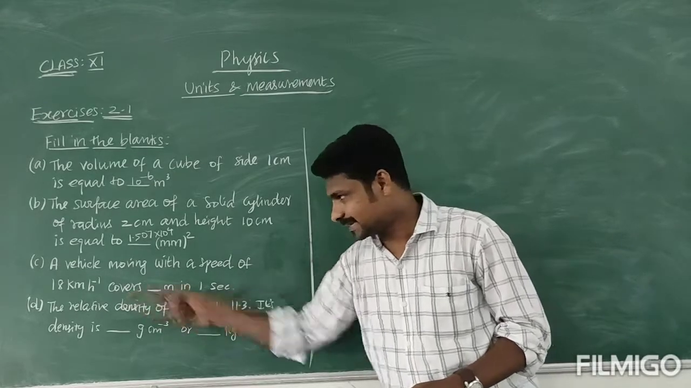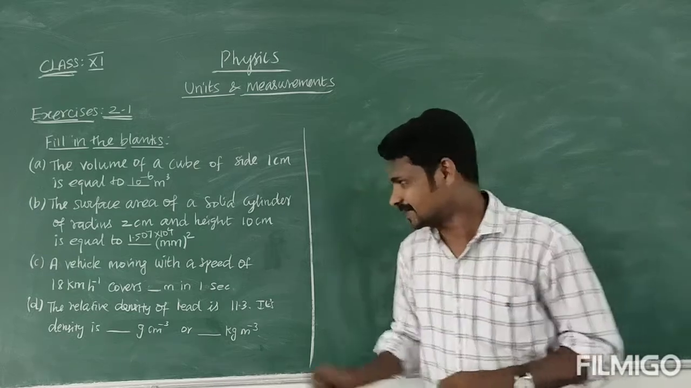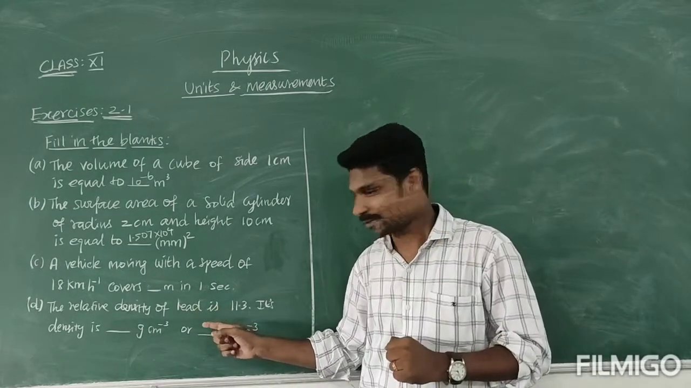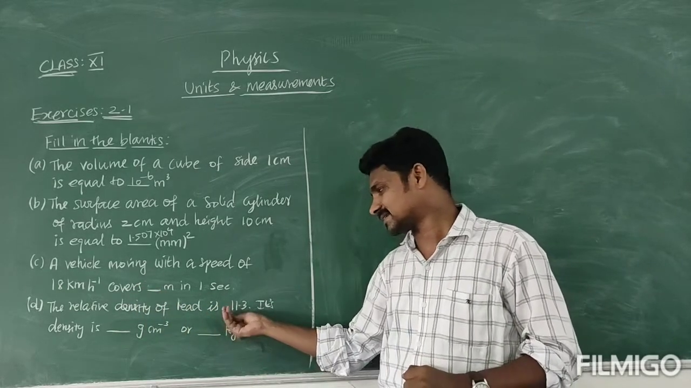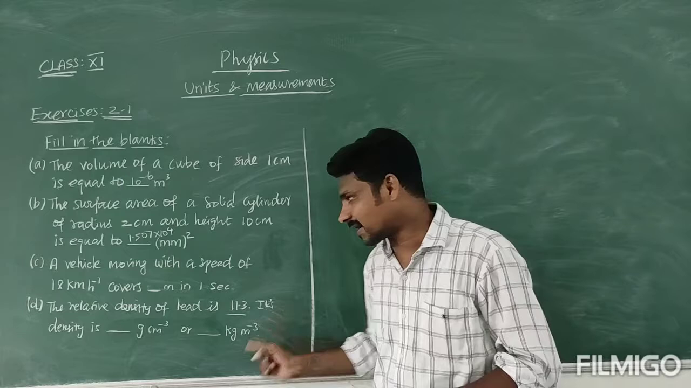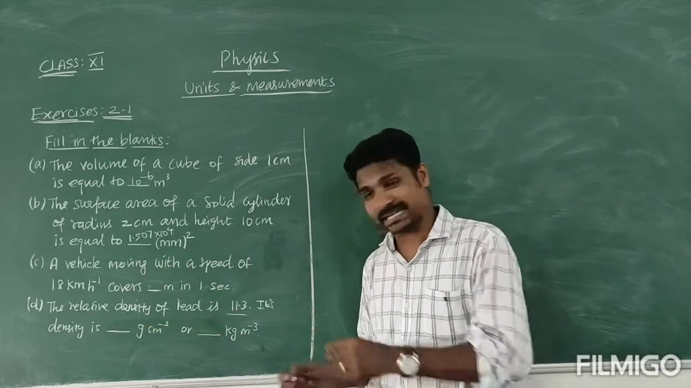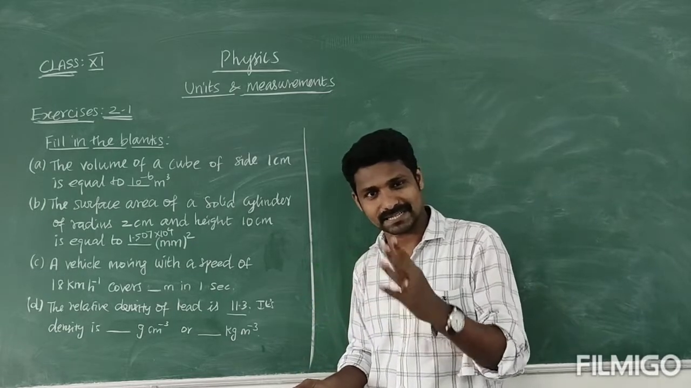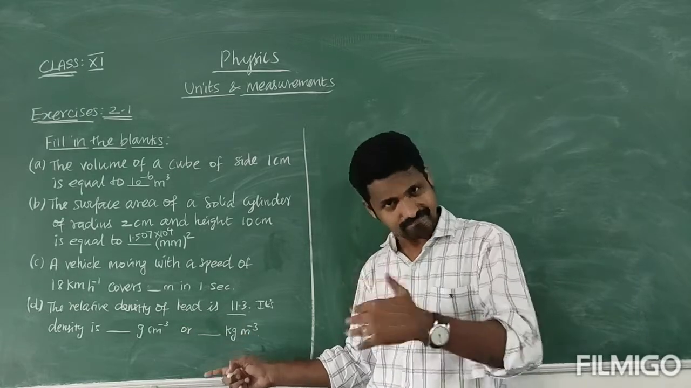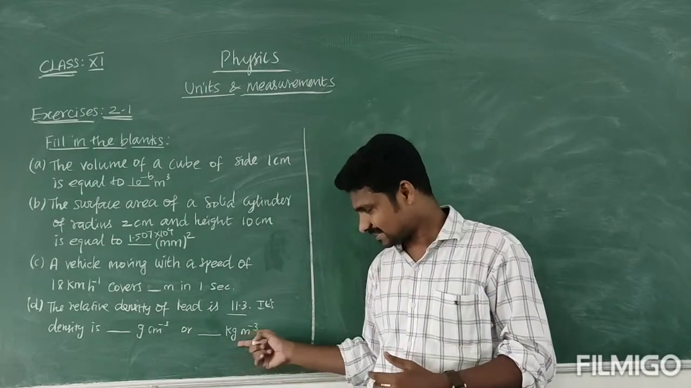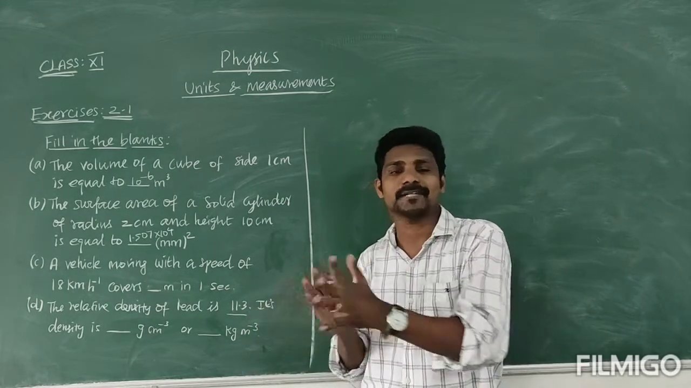The next question, D. See that, the relative density of lead. Lead is the material, it is used in the nuclear reactor also. The relative density of lead is given, that is 13.3. Its density is some value in gram per centimeter cube, that is in CGS unit, centimeter, gram, like that. Then they are asking in kilogram per meter cube. That is a unit conversion.